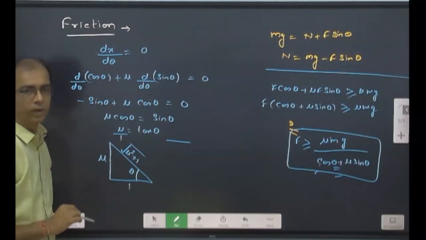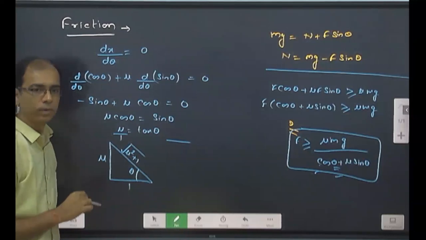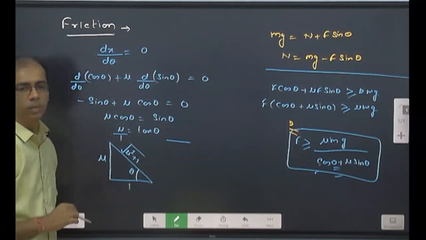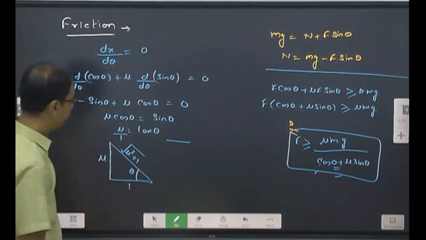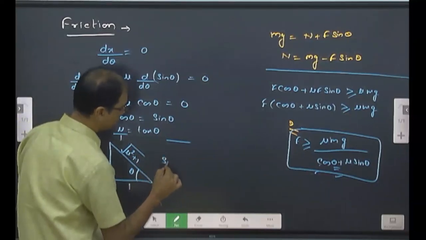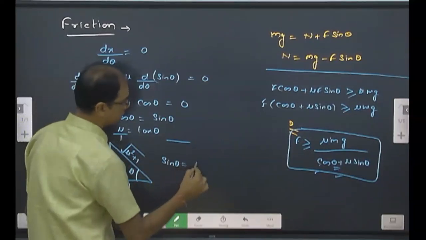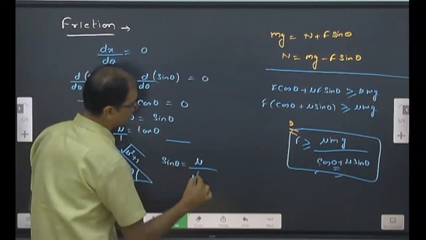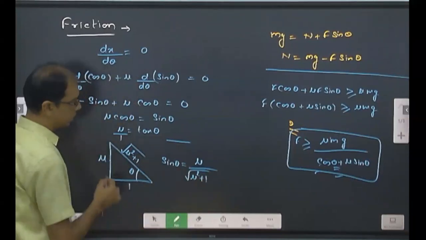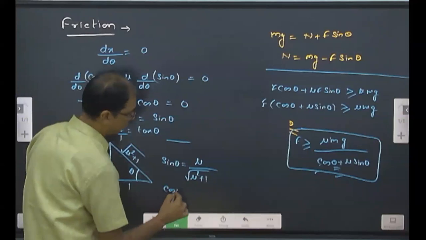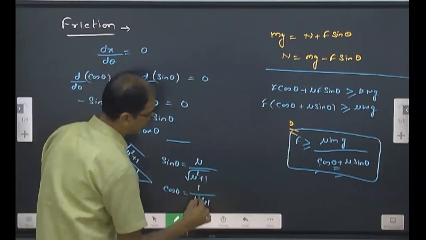This is the way we should find out if we have tan theta or sin theta or cos theta, whose value we have. Then we can find out the remaining trigonometric ratios by making a right angle triangle. So what's sin theta? Sin theta is mu by this, so mu by root over mu square plus 1. What is cos theta? Cos theta is 1 by this, so 1 by root over mu square plus 1.